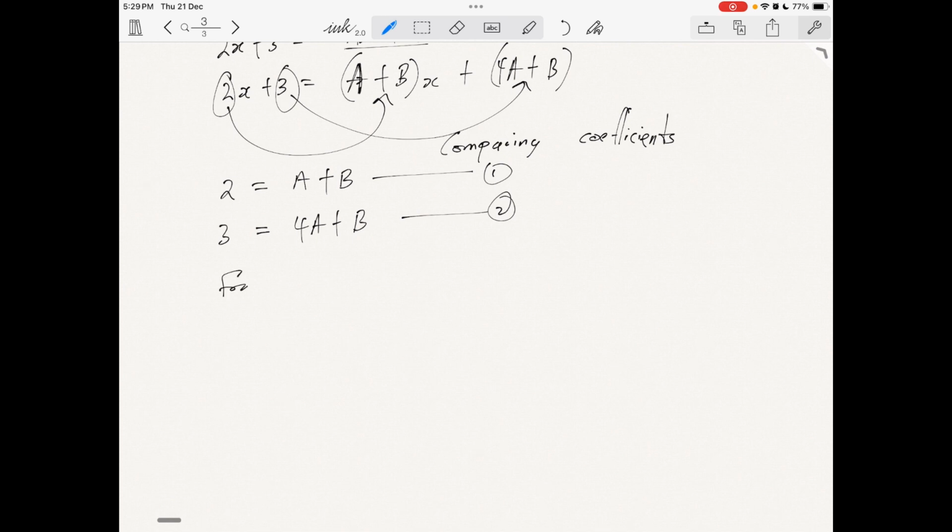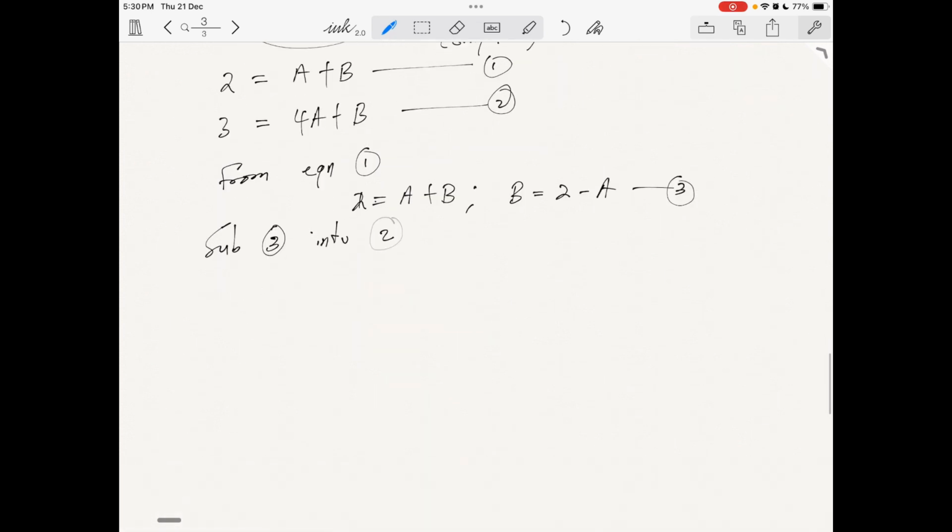So let's say from equation 1, I love to use the substitution method. So from equation 1 we can make B the subject of the formula, or A, anyone, but let's go with B. From equation 1 we know that 2 is equal to A + B, so therefore B will be equal to 2 minus A. So this will be our equation 3. Now we substitute equation 3 into equation 2. So let's recall our equation 2, that's 3 is equal to 4A + B, and wherever we see B, we now substitute it with 2 minus A. So 3 is equal to 4A + (2 - A).